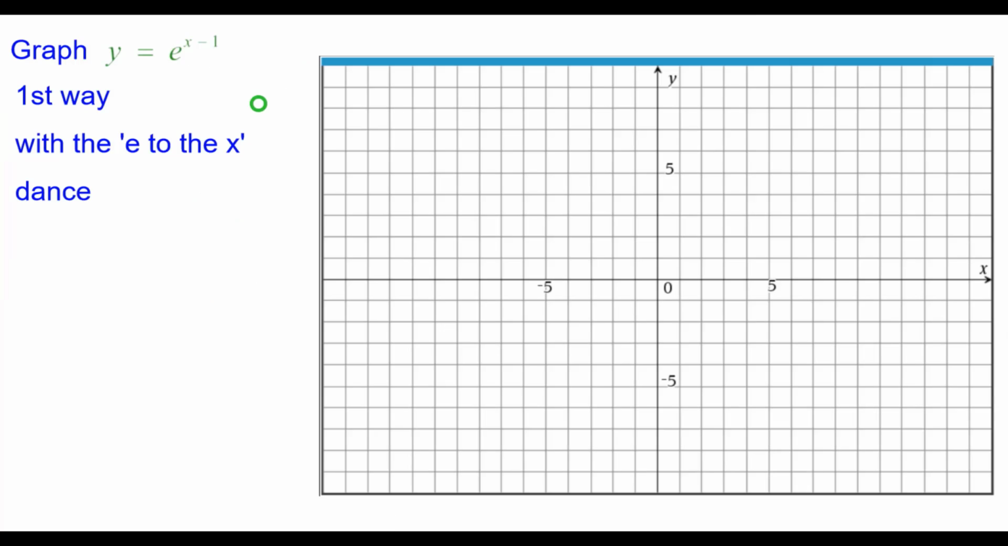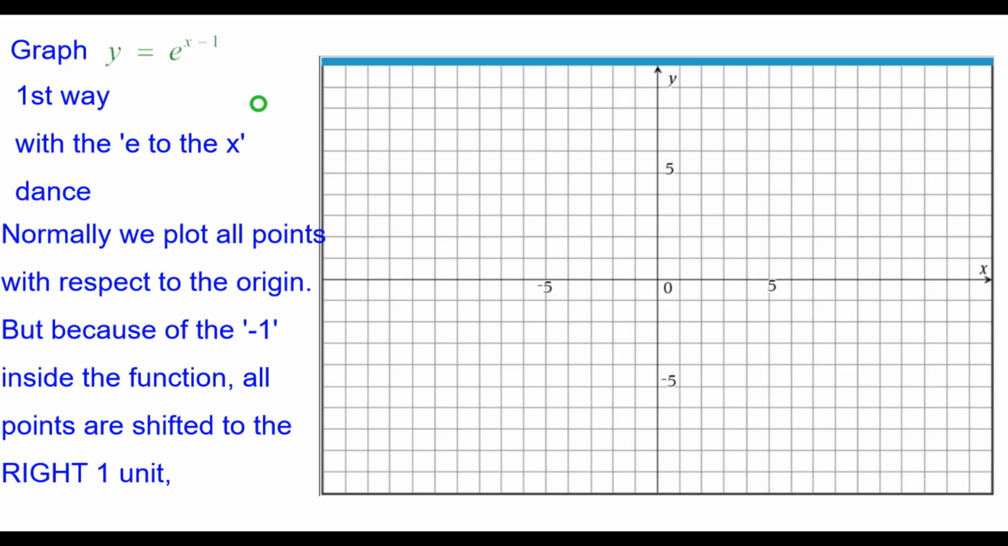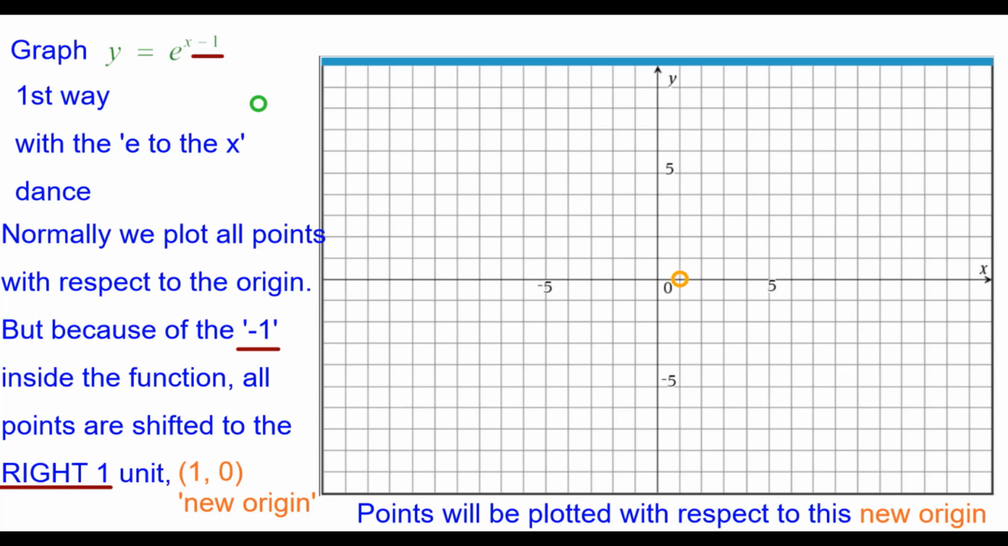The first way is with the e to the x dance. Now normally we plot all points with respect to the origin 0, 0, but because of the minus 1 inside the function up in the exponent, all points are shifted to the right 1 unit. Even our origin we shift to the right to 1, 0. That'll be our new origin. And all points will be plotted with respect to this new origin.